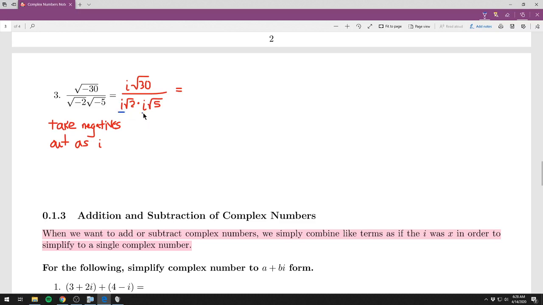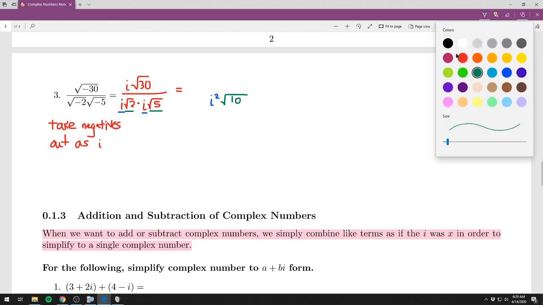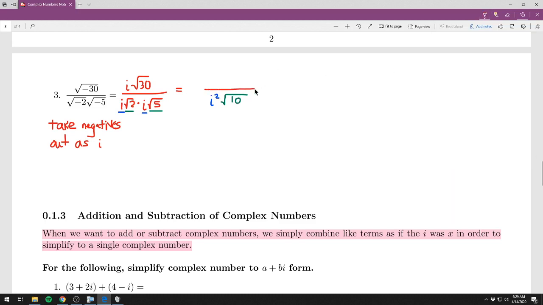So what I mean is i times i on the bottom is i squared. And the square root of 2 and square root of 5, since they are positive numbers, we can multiply them to get the square root of 10. And on the top, it's by itself. We got i times the square root of 30.